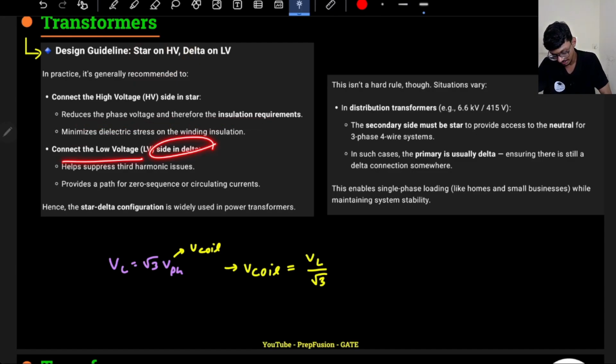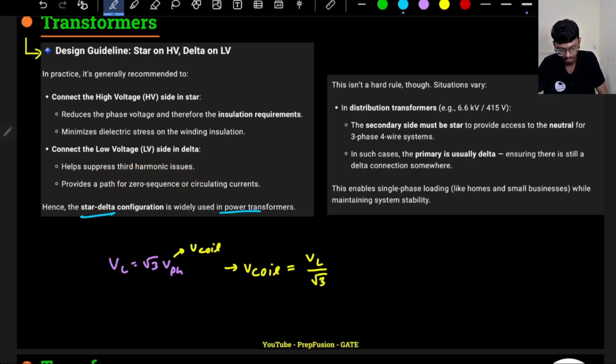Connecting the low voltage to delta helps suppress the third harmonic, because I have to include delta somehow. As we are seeing the advantage of delta, it is helping us reduce the third harmonic issues. It provides a path for the zero sequence or the circulating currents. Hence generally the star delta configuration is used in power transformer, where we are transforming power.